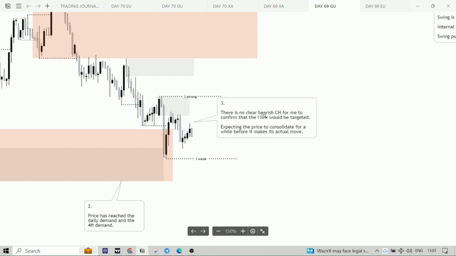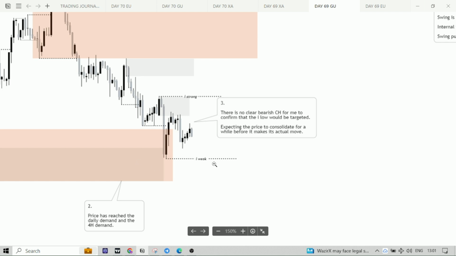So there is no clear bearish shock for me to confirm that the internal low could be targeted. The internal low could be targeted because I'm not expecting this demand to hold and then go up. I'm just trading with the order flow. But there is no bearish shock, and also no bullish shock. So price is kind of ranging.